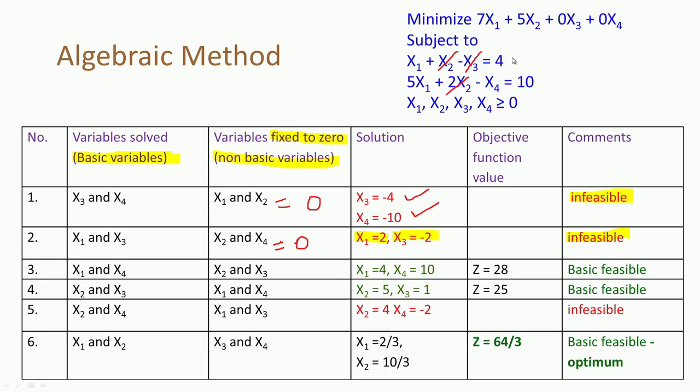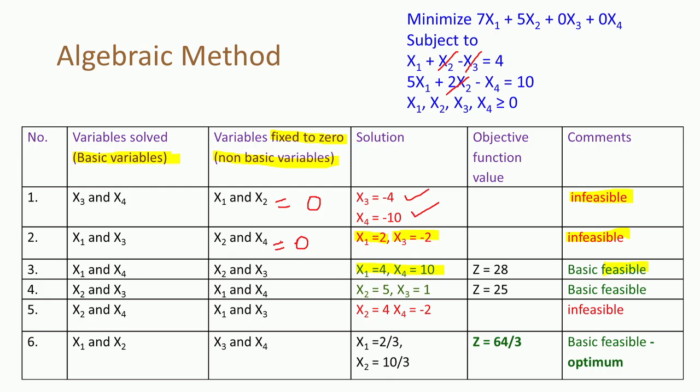So, x1 is equal to 4 is shown here, that is the solution, and when I substitute, 5x1 becomes 20, therefore x4 becomes 10, so that 5x1 minus x4 is equal to 10. So, I get a solution x1 equal to 4, x4 equal to 10. So, x1 equal to 4, x2 equal to 0, x3 equal to 0, x4 equal to 10 satisfies the non-negativity restriction, and therefore, it is feasible.